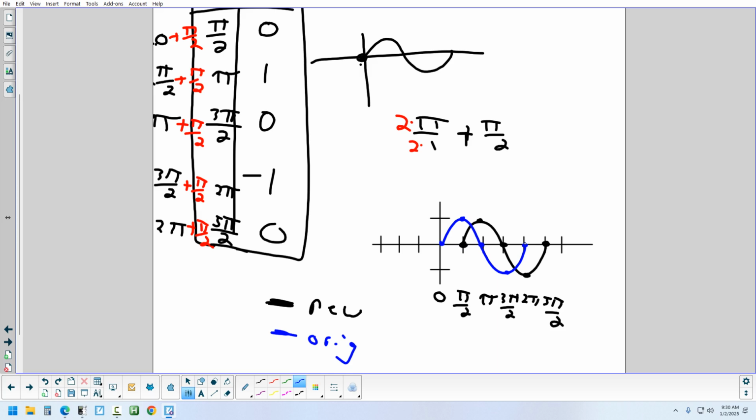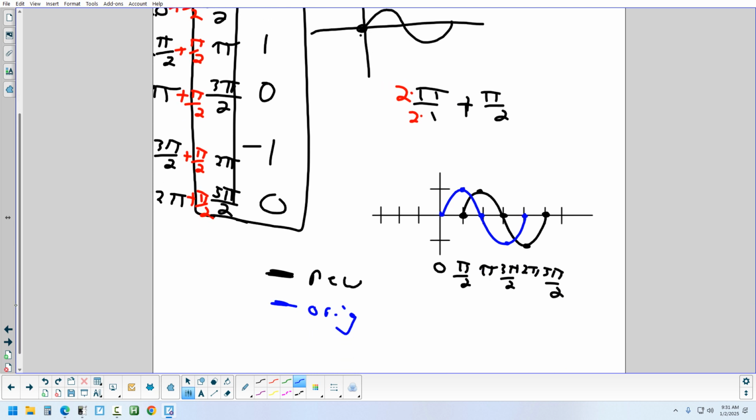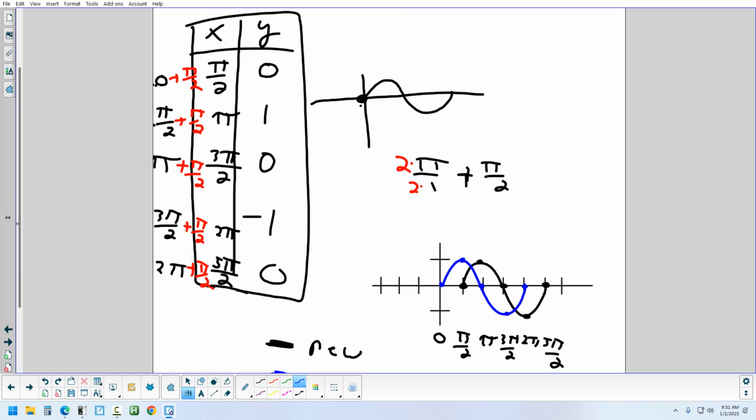And that's it. So on a test, 10 points for the table, and then 2 points for the sketch. But all you need to do is sketch the new one. You do not need to sketch the original on the test. Again, in the homework, I think I had you practice the original. Okay. Any questions on that one?